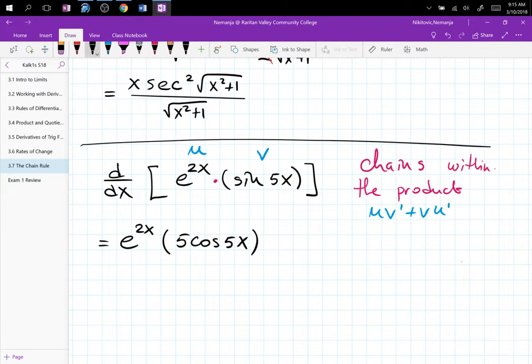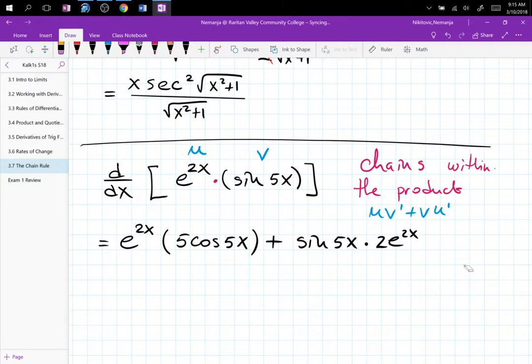Plus, copy the second, which is sine 5x, times the derivative of the first. And what's the derivative of e to the 2x? It's e to the 2x times the chain of 2. So you can put 2 in front.